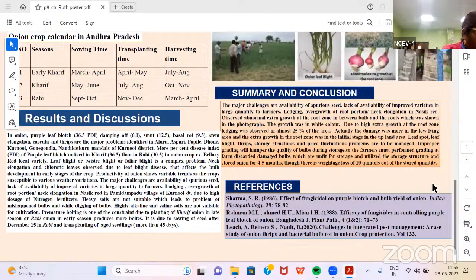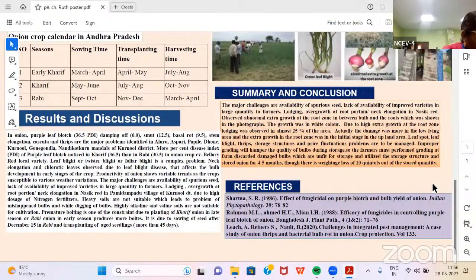Post-harvest problems are also observed in onion cultivation. The major problems are improper grading and selection of quality bulbs, and a lack of storage structures. Coming to the conclusions, the major challenges are the availability of spurious seed and the lack of improved varieties, and also lodging and overgrowth of the root portion in some varieties. This extra growth at the root zone is not suitable for marketing, and it may be due to a high quantity of nitrogenous fertilizers. There is also a thrips problem, storage structures are a problem, and price fluctuations are also there in onion cultivation.